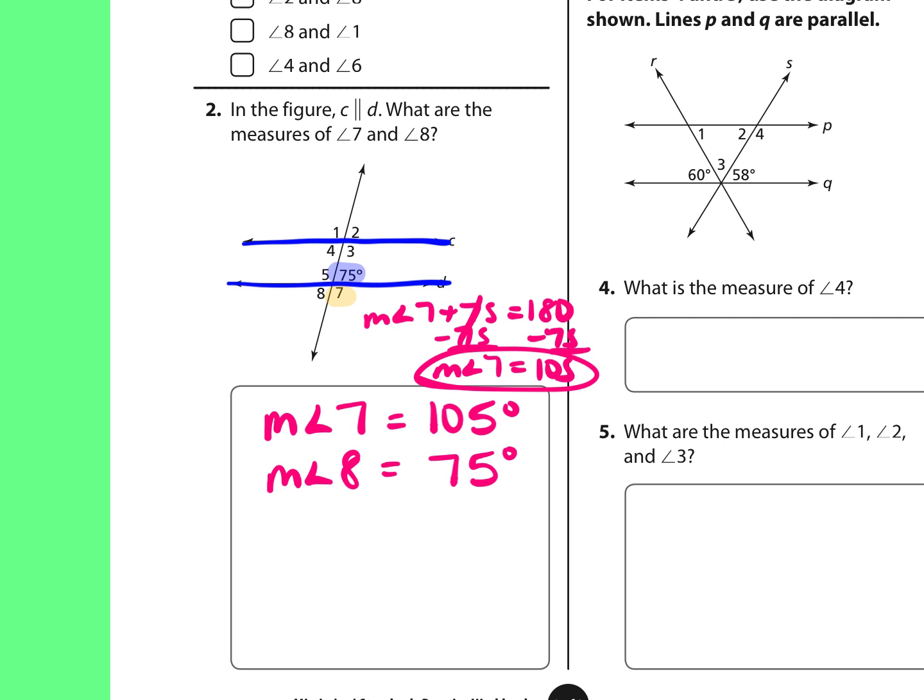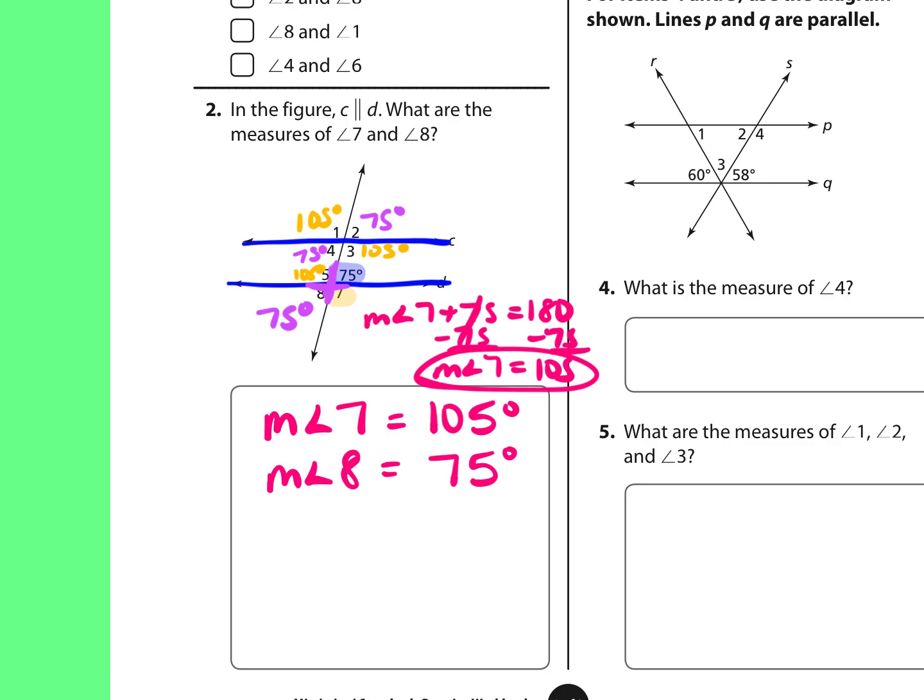And then for angle 8, I can just look at the fact that it is vertical to angle 7. Oops, so it is also 75 degrees. By the way, angle 4 is 75 degrees, and so is angle 2. Angle 7 we found was 105, so is angle 5, so is angle 3, so is angle 1.